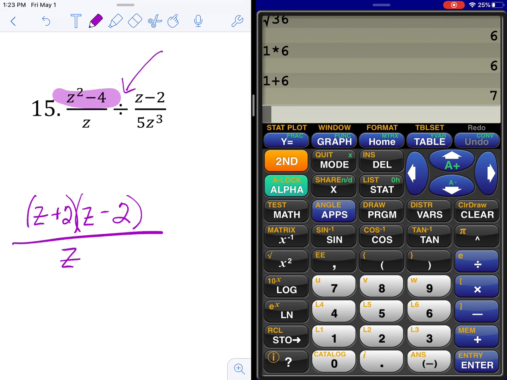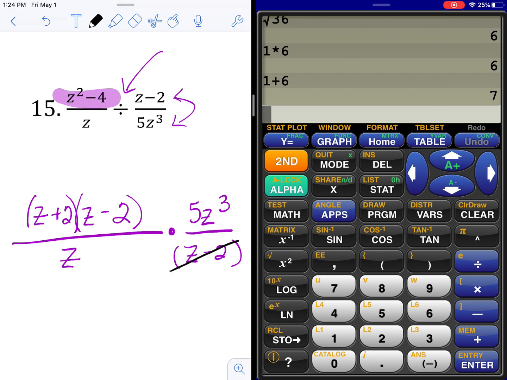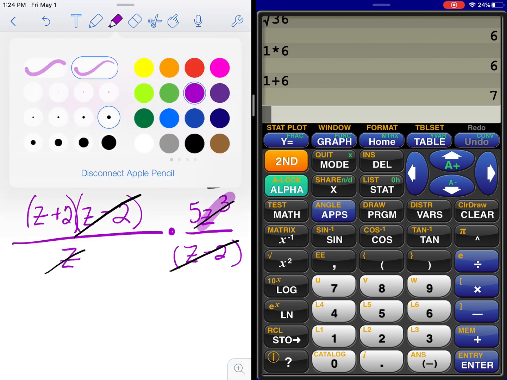On the bottom left, I have a z. Remember, with division, you change it to multiplication and you flip the second fraction. So that 5z cubed goes on top and that z minus 2 goes on the bottom. Next step, I want to cancel. I can cancel my z minus 2's. One of these z's can cancel. There's 3 z's up here on the top. One of those z's can cancel with one of those, so that's z squared on the top.